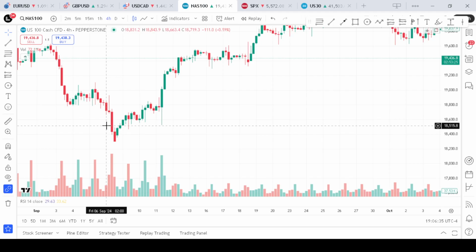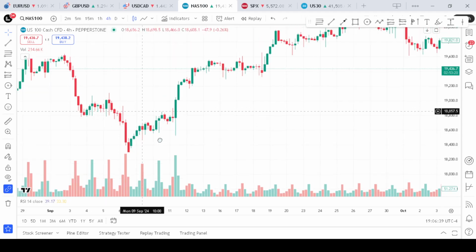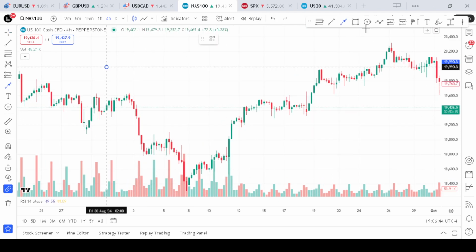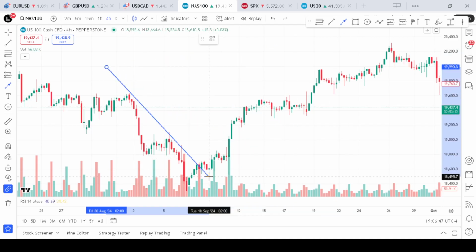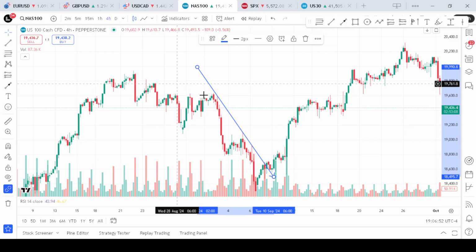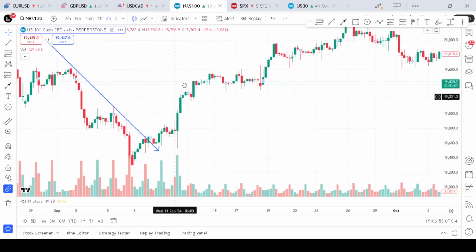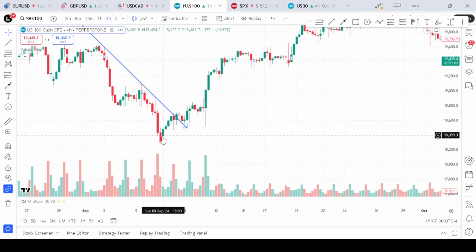The pattern reliability depends on several critical characteristics. First, we have to look for the pattern to form after a clear downtrend, where the market is making a series of lower lows and lower highs. At the end of the downtrend is when we can spot our pattern.